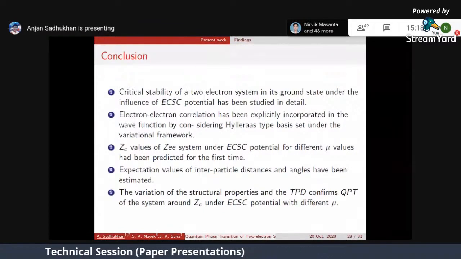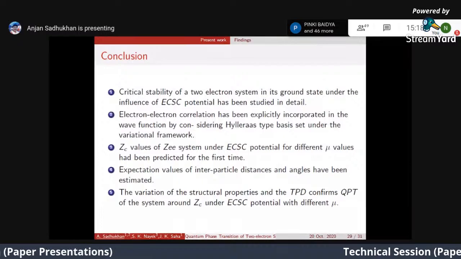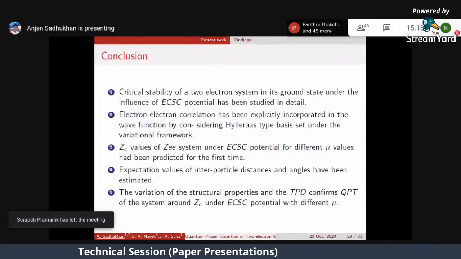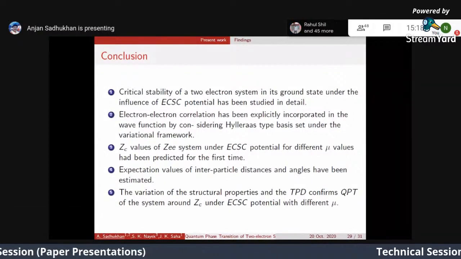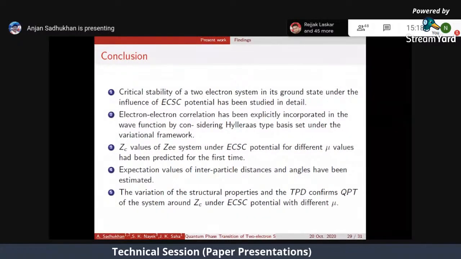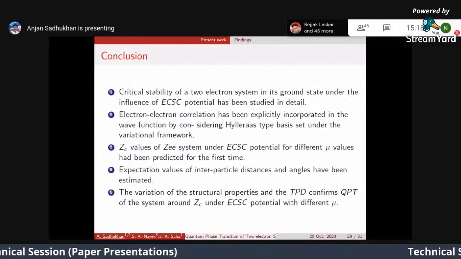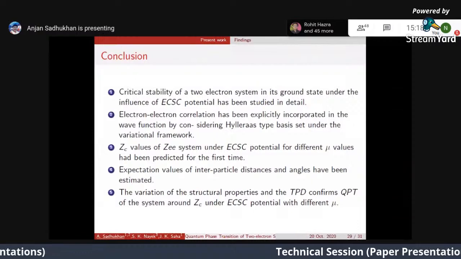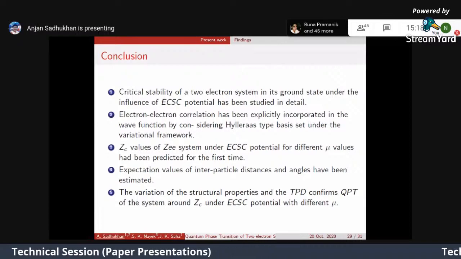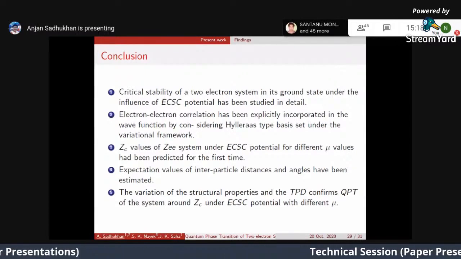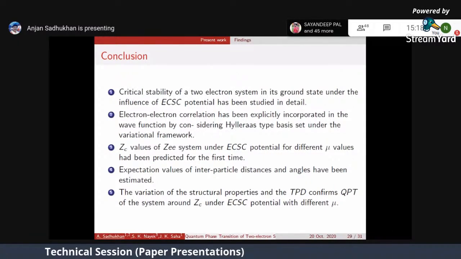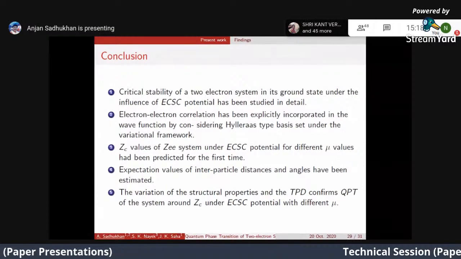The variation of structural properties and two particle density confirms quantum phase transition of the system around zc. Let me mention one thing here: this critical nuclear charge and quantum phase transition was an analytical conjecture before, but by calculating the structural properties and the two particle density, we are able to understand how the electrons are changing their position, and in that way we can visualize how the symmetry is broken, and so we have predicted the quantum phase transition of the system. So this is a completely new approach to see quantum phase transition.